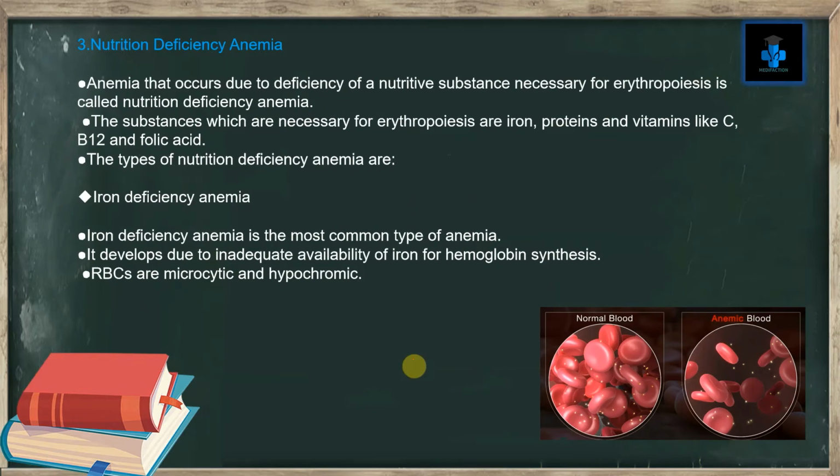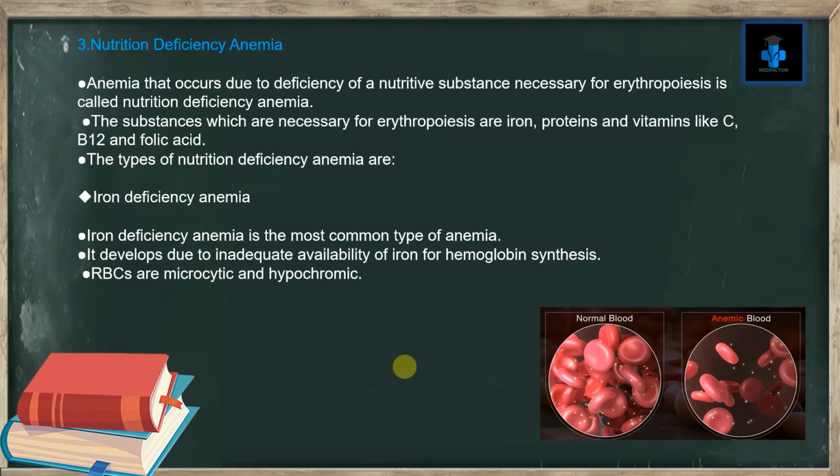Third one, nutrition deficiency anemia. Anemia that occurs due to deficiency of a nutritive substance necessary for blood formation or erythropoiesis is called nutrition deficiency anemia. The substances which are necessary for erythropoiesis are iron, proteins, and vitamins like C, B12, and folic acid. The types of nutrition deficiency anemia are: number 1, iron deficiency anemia.